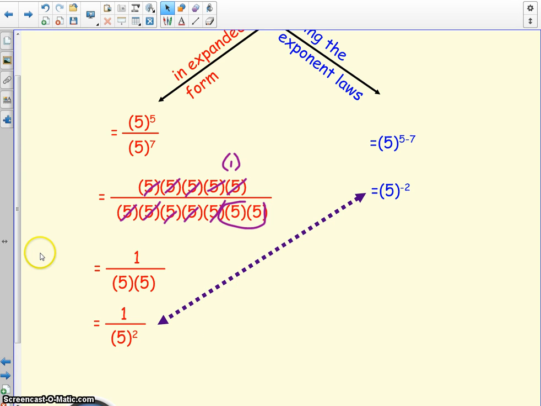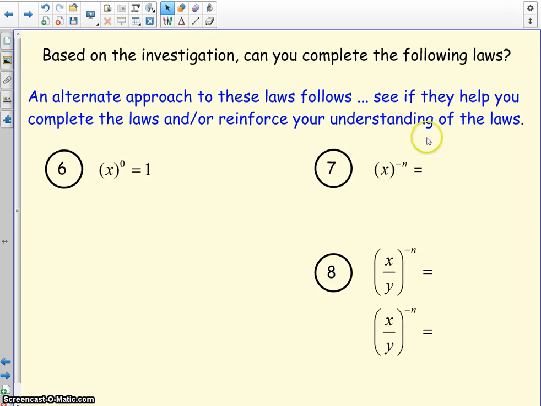Okay, so if you ever want to evaluate a negative exponent, we can write it as a positive exponent. We take the reciprocal of what our base is. So let's just say we had 5 to the exponent negative 2. We could rewrite that as 1 over 5 squared, which would be 1 over 25.